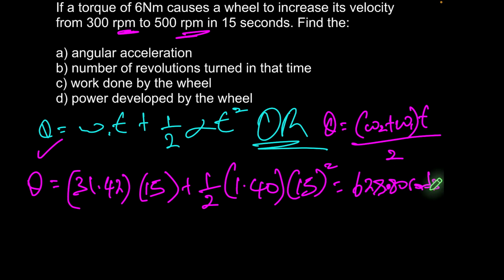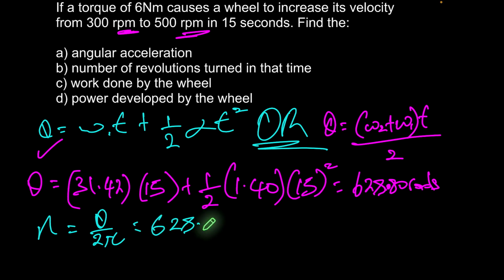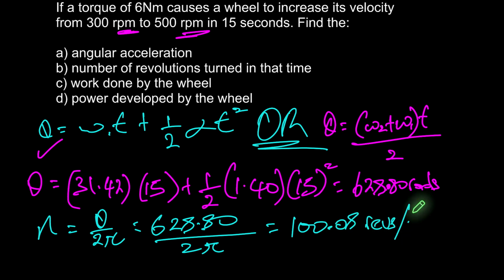Now that tells us the displacement, but it doesn't tell us the number of turns. To get the number of turns, n, what we need to do is divide our displacement by 2 pi, which represents 1 complete revolution. So we take our 628.80 and divide that by 2 pi, and we will have 100.08 revolutions. So that's our number of revolutions there.